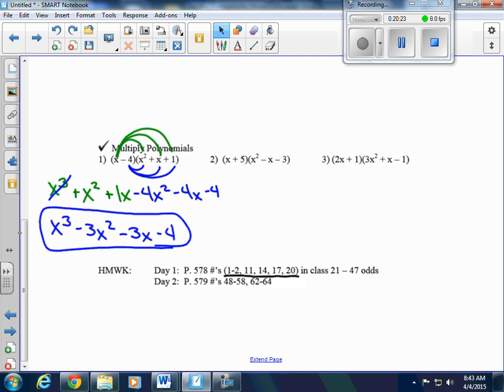So that is how we got that answer. We distributed the x, we distributed the negative 4, we added our like terms together, and there is our simplified expression when we multiply those two polynomials. So what I would like you to do right now is go ahead and pause the video so that you can do questions 2 and 3.